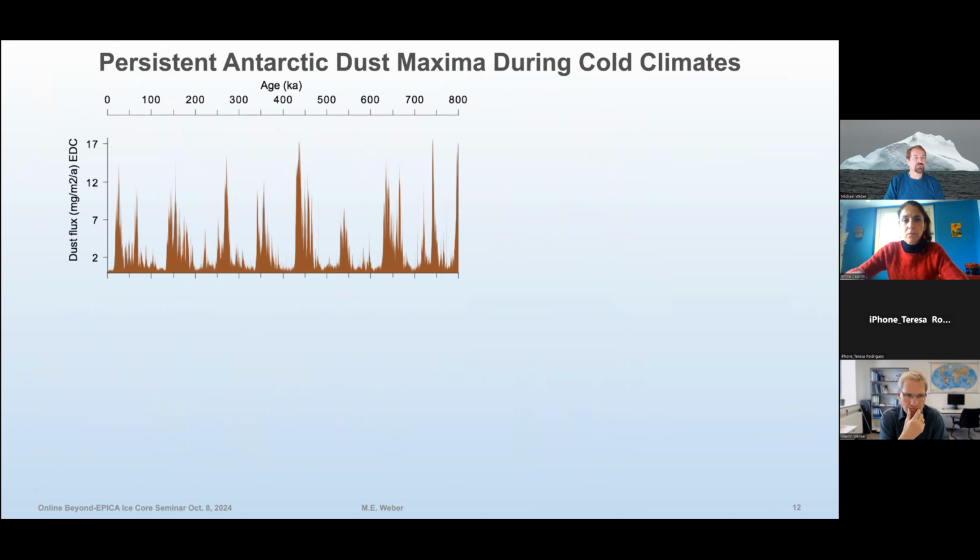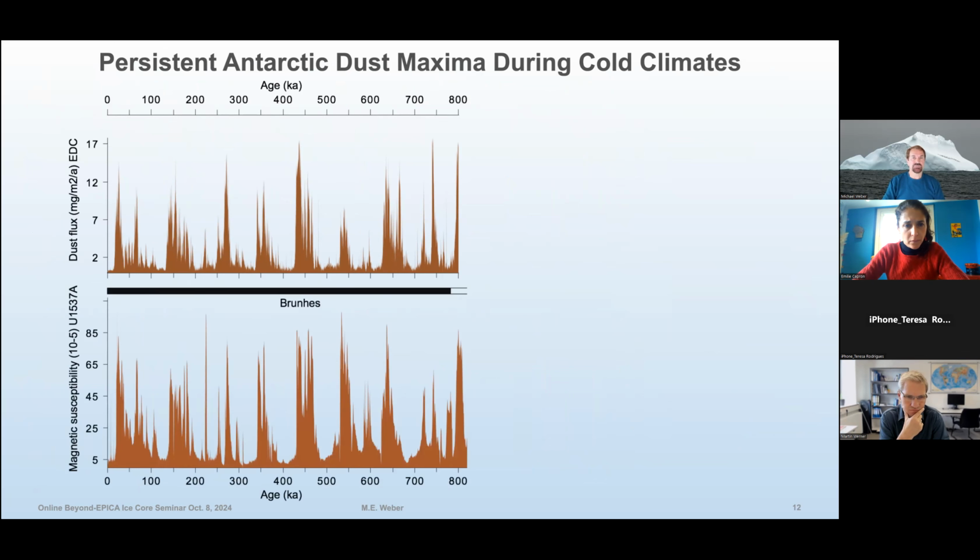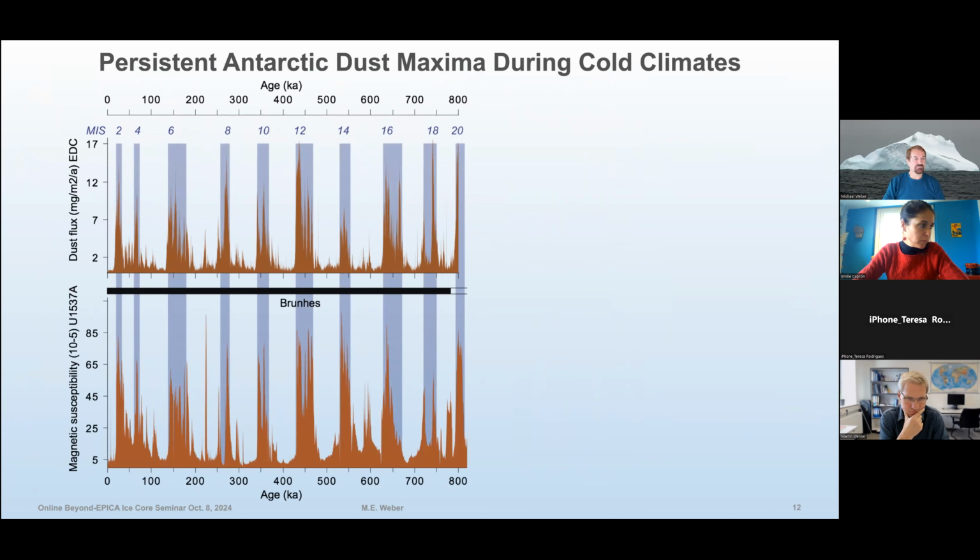Now let's go ahead and compare that. So this is the dust flux from EDC over the past 800,000 years. And this is the same dust record from our ODP site 1537. And as you can see, the correlation is really stunning. Every tiny little detail correlates. And as you also might see, some of the spikes are even a little bit more pronounced in site 1537, which is not surprising because it's much closer to the main dust source. And this very close correlation led to the expression that this is probably the ice core of the ocean.